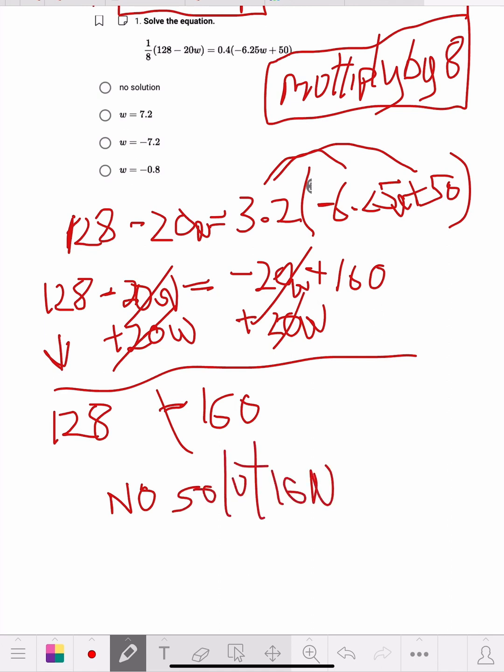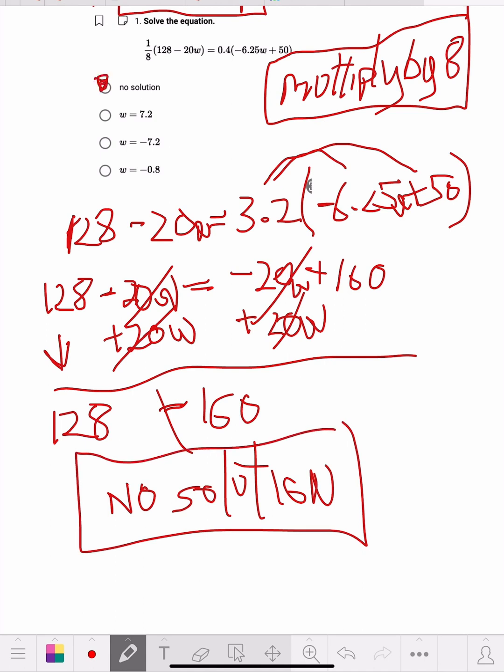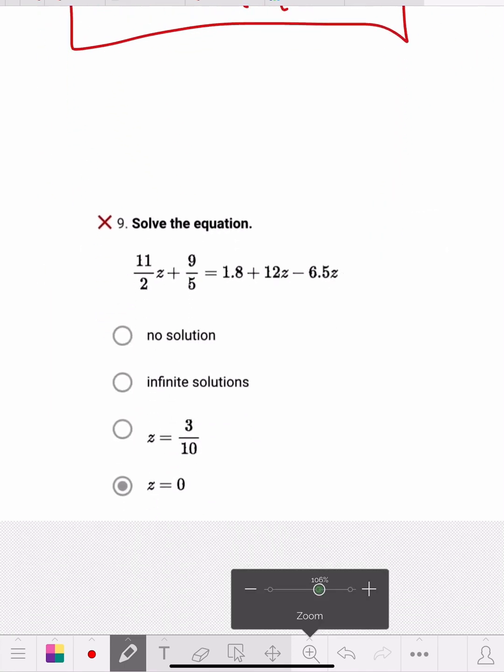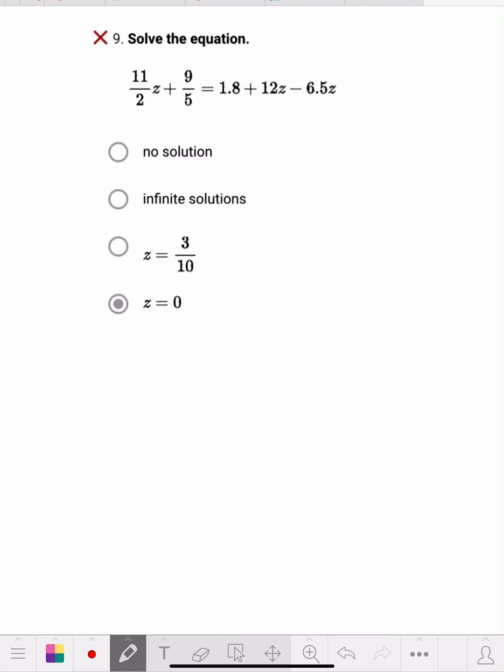Let's see if that's one of my answers. Yep, look at this right up here. No solution. There's no solution to this. No matter what value I give that w, I'm not going to find a solution to this. These are never going to equal each other. So as you see, that's all there was to that. So hey, let's go down to the next one.